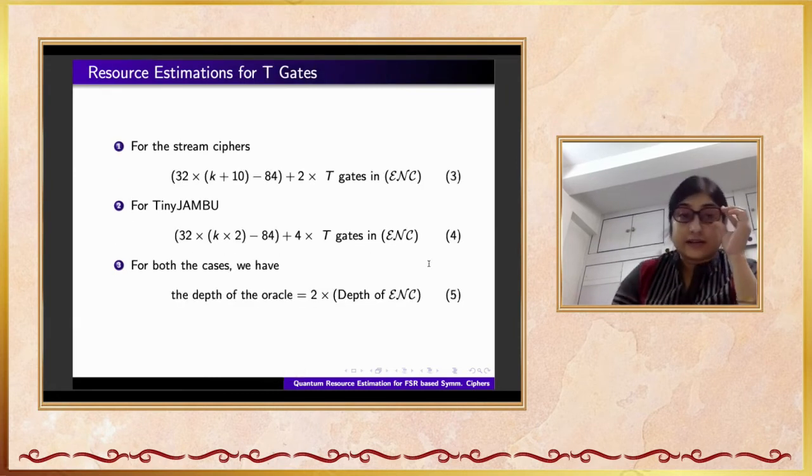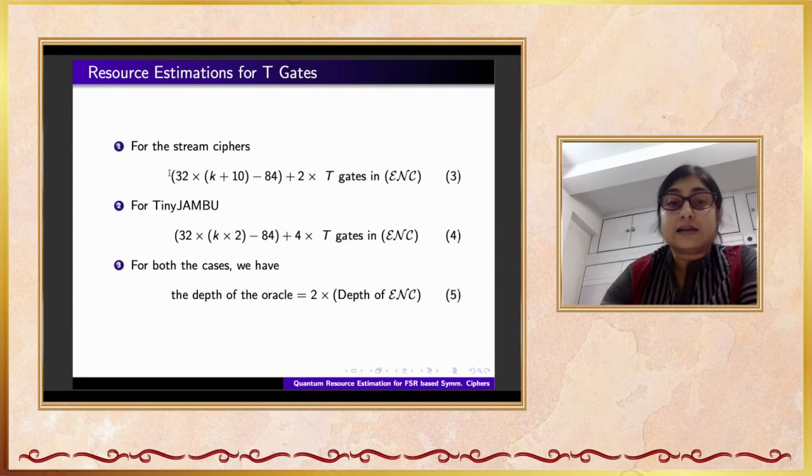If we consider T gates, the number of T gates for the stream cipher will be 32 into K plus 10 minus 84 plus 2 into the T gates in ENC. This term comes from the C0 gate used in ENC. For the block cipher, it will be 32 into 2K minus 84 plus 4 into the T gates in ENC. This term comes from the C0 gate used in this ENC. And the total depth for both cases will be 2 into the depth of ENC.